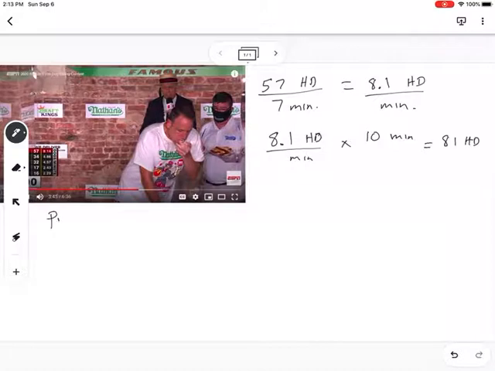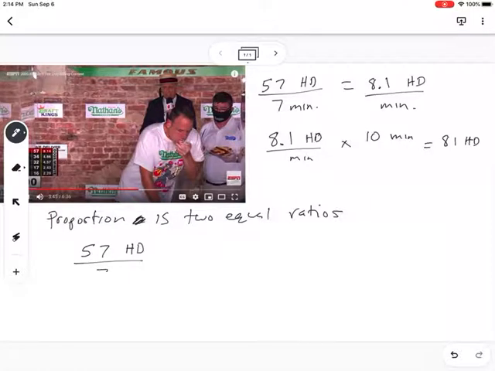And here's what we're talking about. A proportion is two equal ratios. And anytime we have a proportional relationship, our ratios should be the same. So the way that I would suggest that we solve a problem like this is we start with a ratio. We know that 57 hot dogs took 7 minutes.